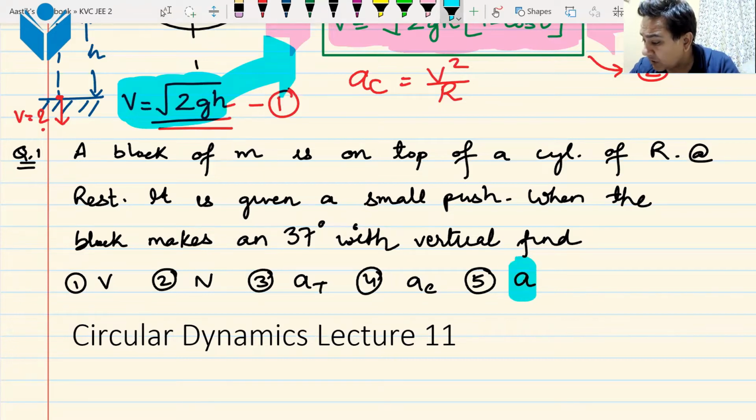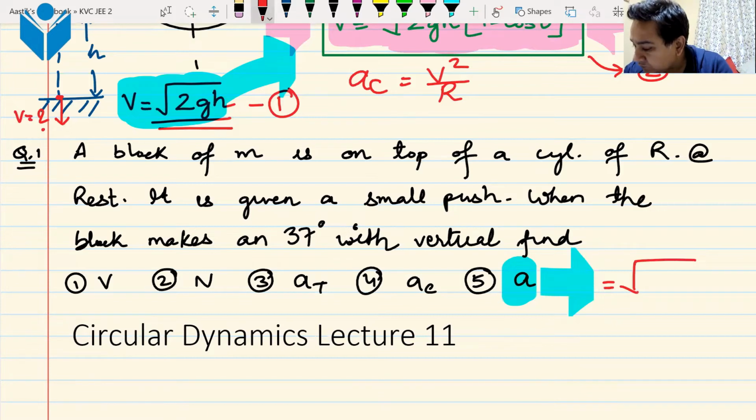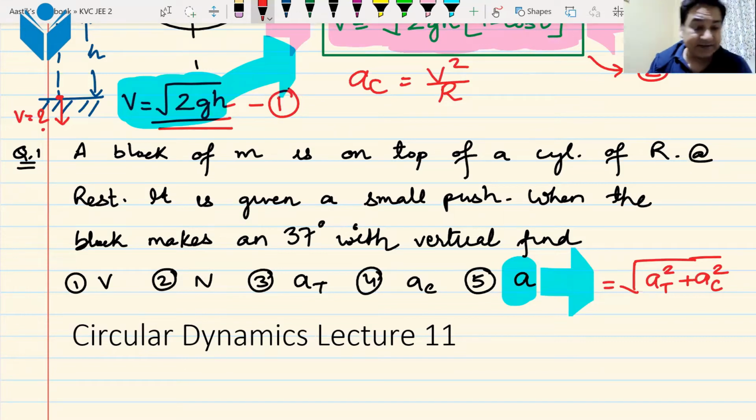How do you get the value of this A? The total acceleration. This is nothing but under root of AT square plus AC square. Do we all remember this? So once you get the value of AT and AC, everything is solved. Let us now move on to today's class and see what else we can do here.